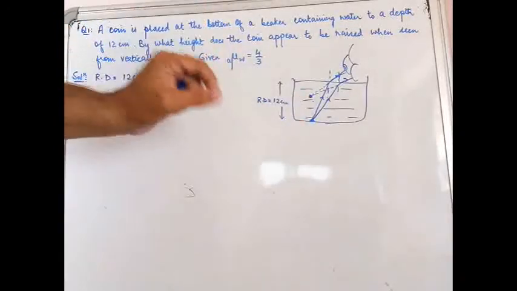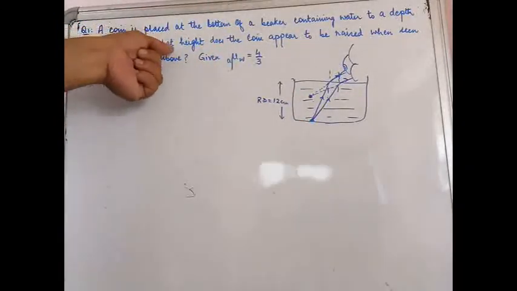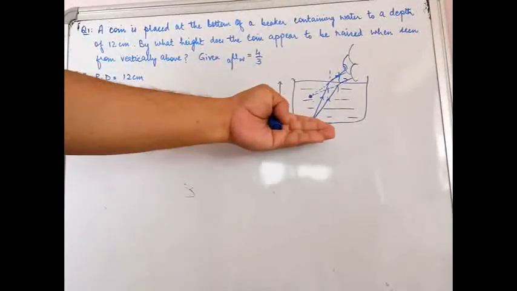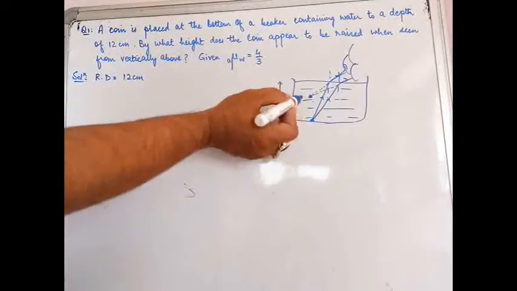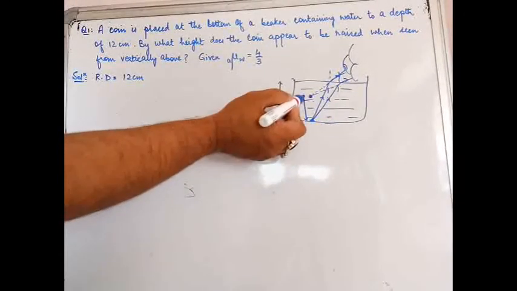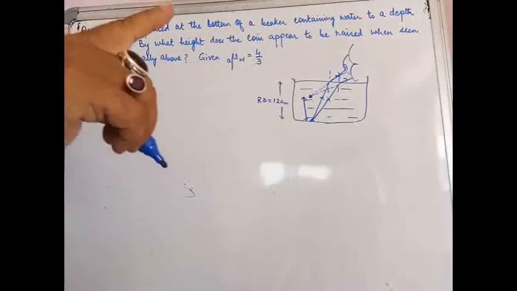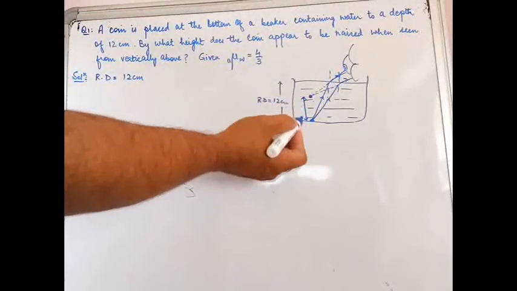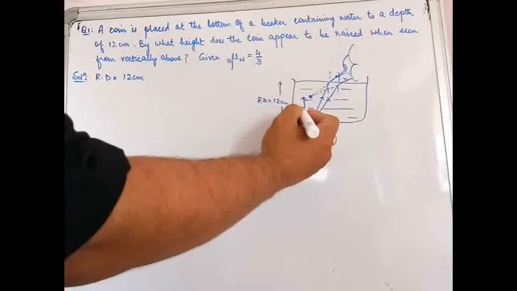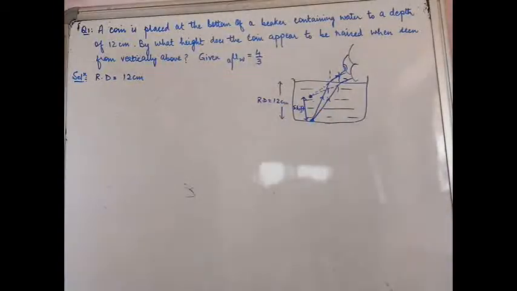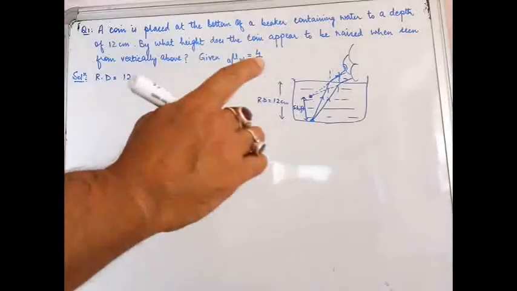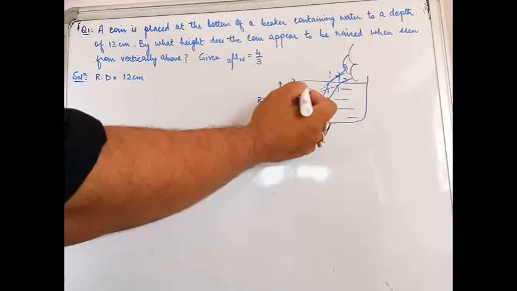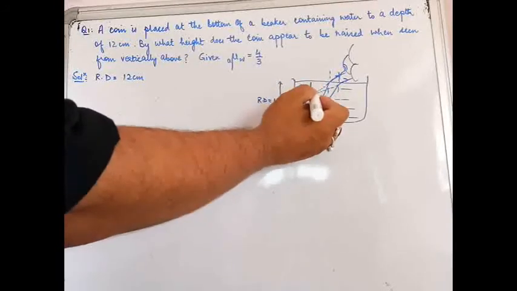So what is this second line stating? By what height does the coin appear to be raised? They are actually talking about this height, and we have just studied a few minutes back that this particular portion is known as the shift. So what they are asking is the shift. And obviously what is this portion? This is your apparent depth.